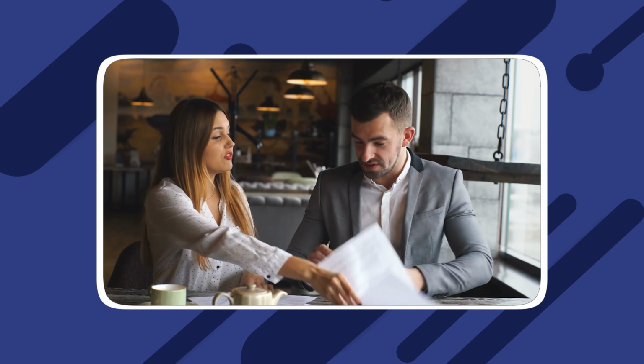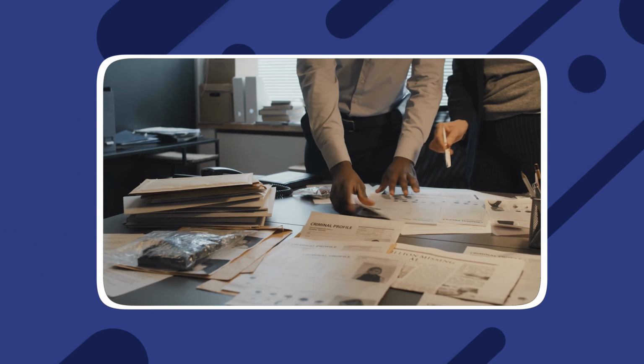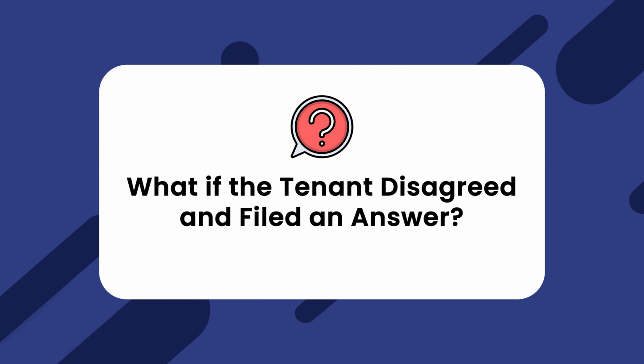In a Tennessee eviction, the landlord has to provide a strong argument backed up by solid evidence against their tenant in order to win. Should the tenant fail to show up to the hearing, the landlord may win by default. A tenant can file an appeal even if the landlord has already won. Now, what if the tenant disagreed and filed an answer?